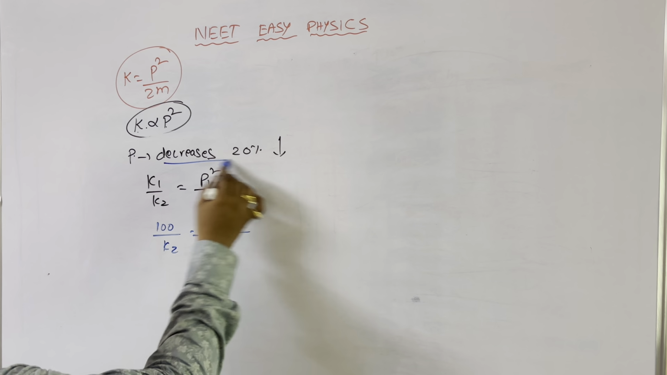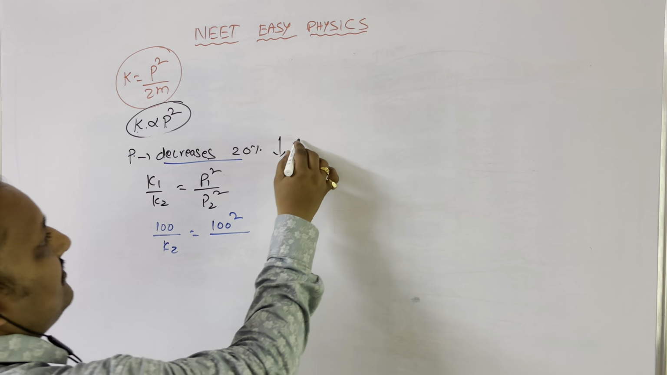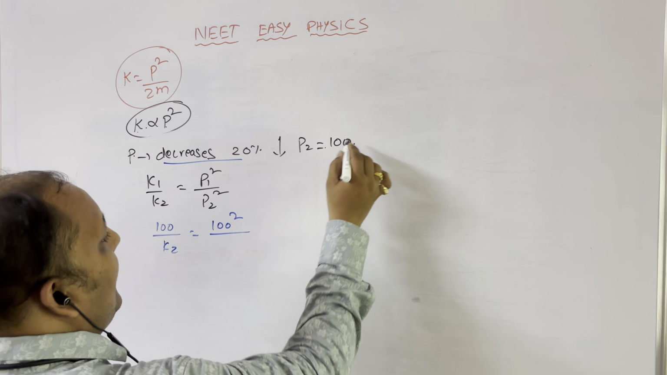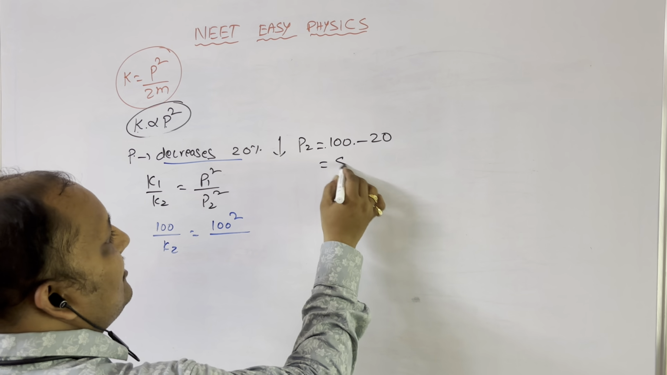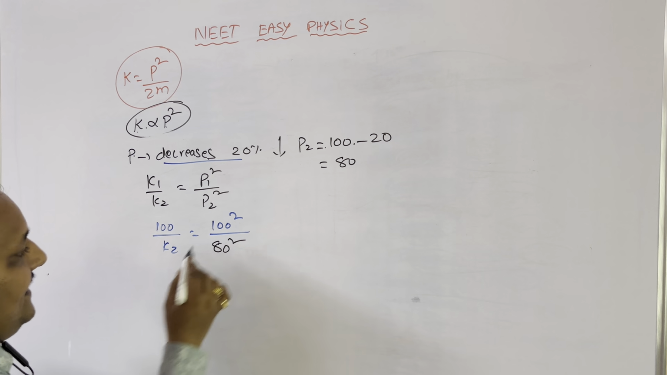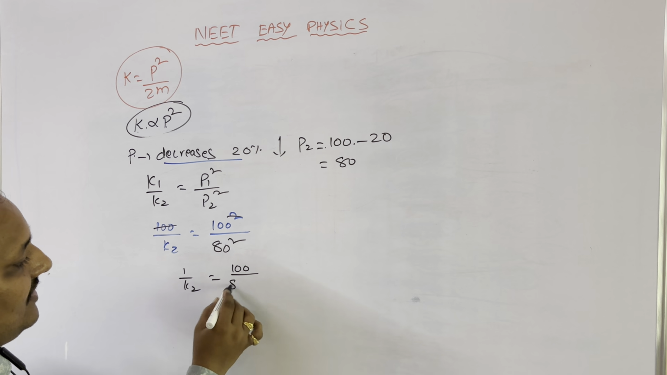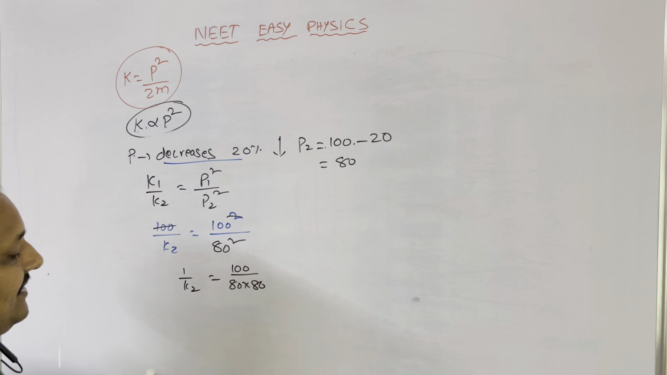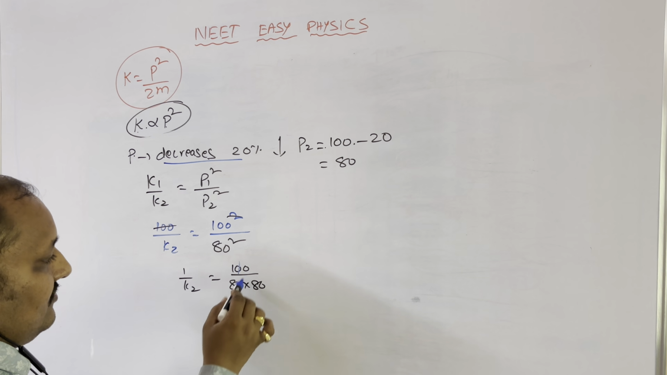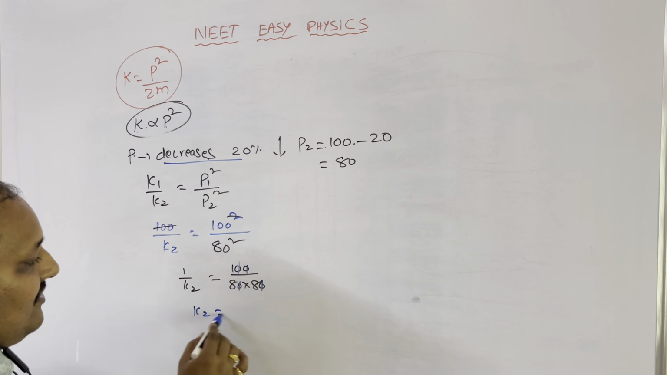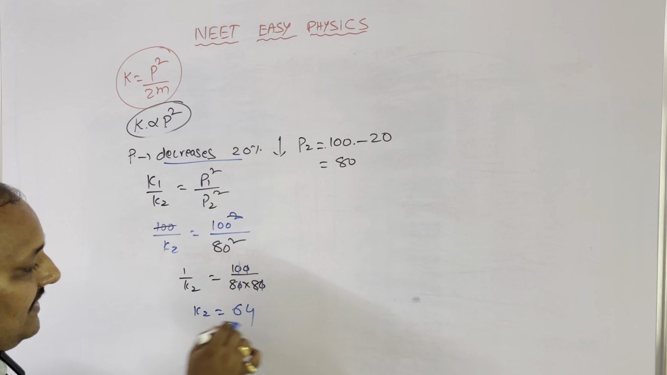What is P2? Whenever it decreases, what we have to take? So P2 is going to be 100 minus 20, that is going to be 80 square. So 100 will be cancelled. 1 by K2 is equal to 100 by 80 into 80. If you cancel 2 zeros here, so now K2 is going to become 8 8s are 64.